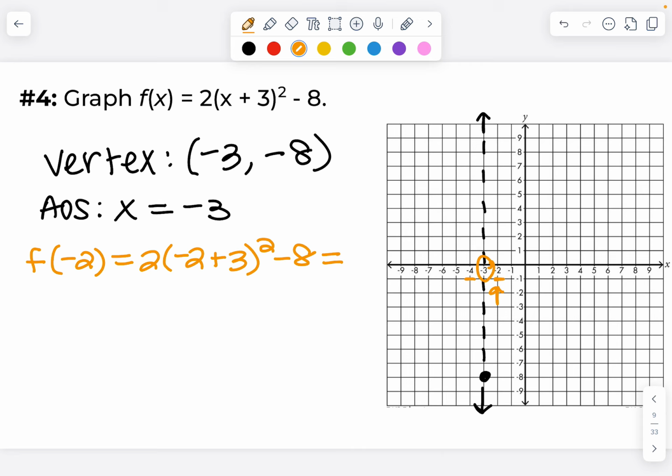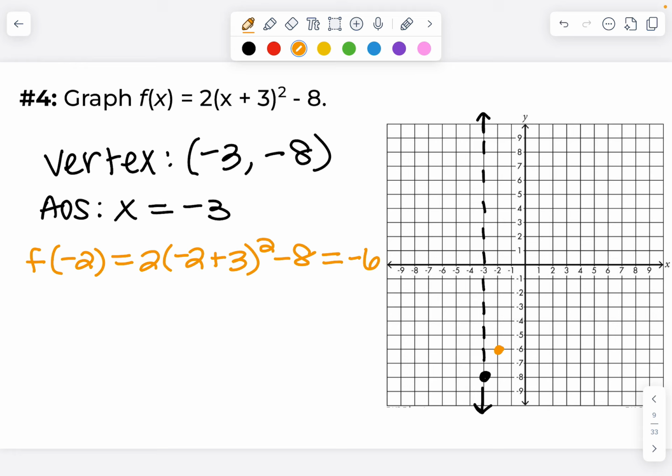All right, so when I plug in negative 2, I get negative 6. So let me erase these little arrows. At negative 2, let me erase that circle. I'm going to go down 6, and I'm going to draw a point.